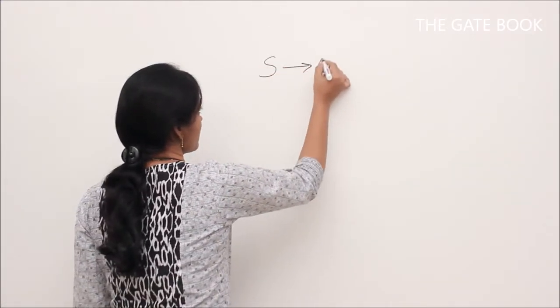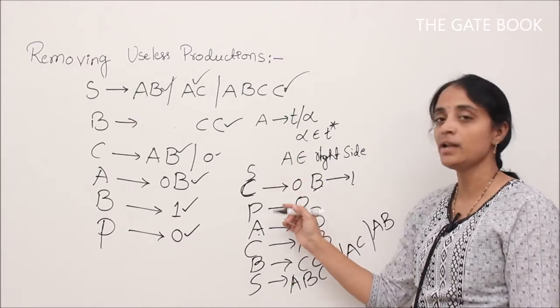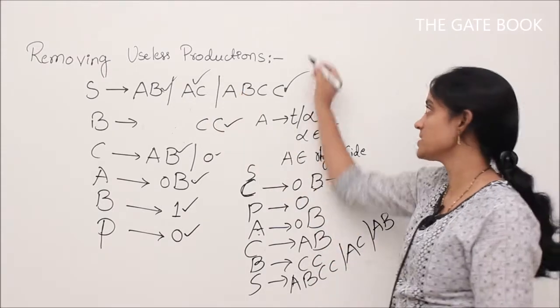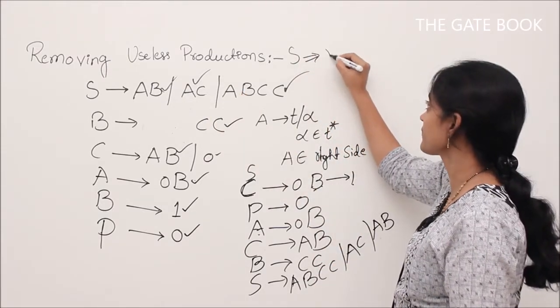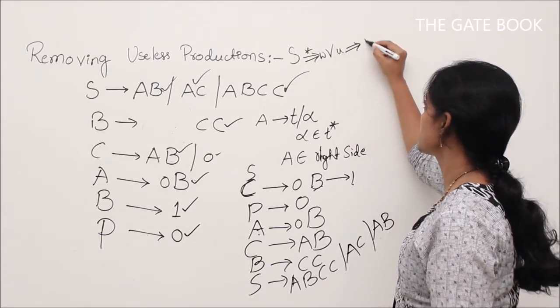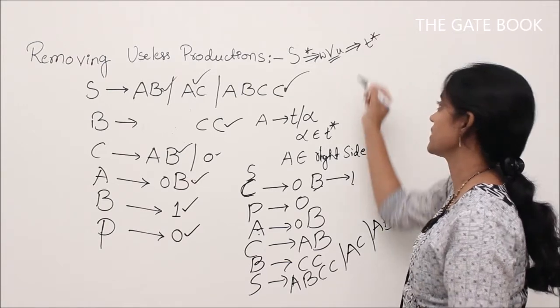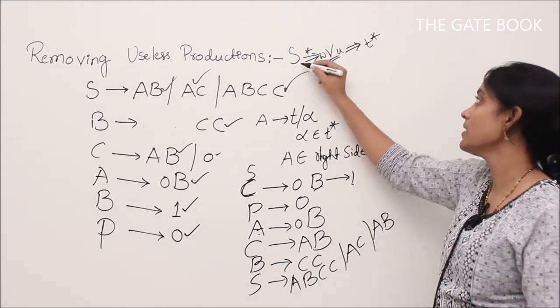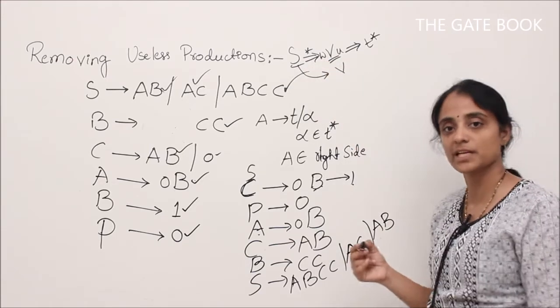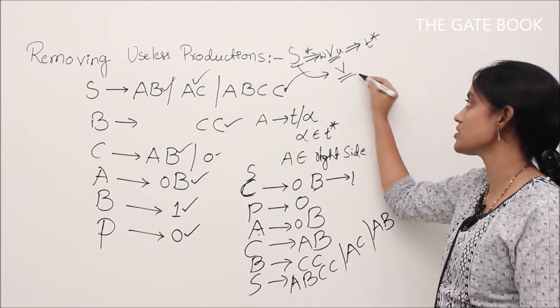So except AD, now everything else can derive a terminal string. But should we say that all these are useful? No. There are two checks. One is to derive a terminal. The other is that it should come from the start symbol. That means if there is a variable V, it should be in some sentential form of S which finally derives some terminal string. If there is no way that we can use that variable when we are deriving some string from S, we should say that this is also useless, right?